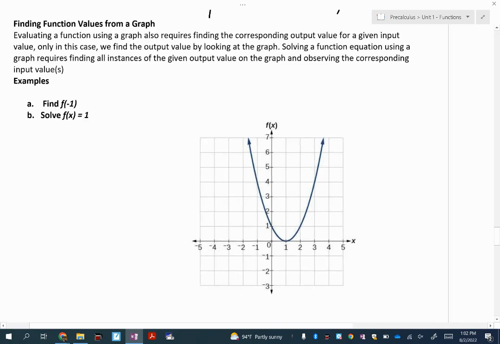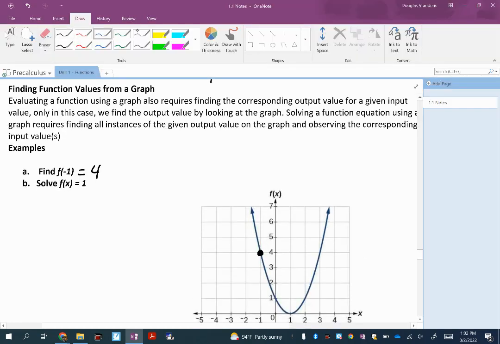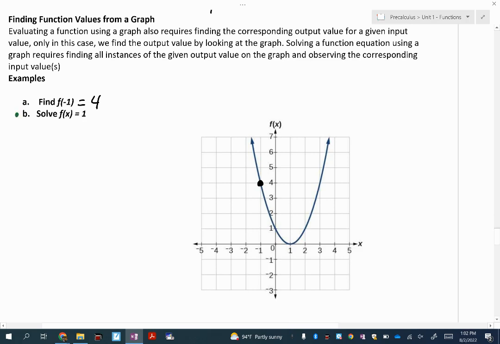I like to do it where if it gives me the input, that -1, I go to -1, which is right here, and I plot that point. What is the y value when I plotted that? It is 4. For letter B, I'll use a different color, green. It tells me that f of x equals 1, and I know that f of x and y are the same thing. So I'm going to plot the line y equals 1, which is a horizontal line. Where does my function hit that line? At (0, 1) and (2, 1). So the x values that would work would be 0 or 2.